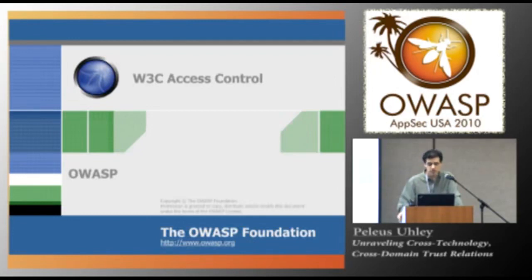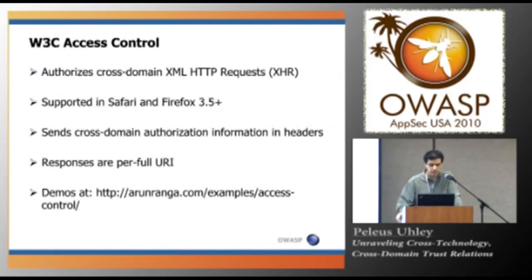So one of the things that was introduced was access control, and that was introduced by the W3C. What it does is allow you to do cross-domain XHR requests. Right now it's supported in Safari and Firefox. When I tried it last night, I wasn't able to get it to work in IE, and I didn't get a chance to try Chrome.